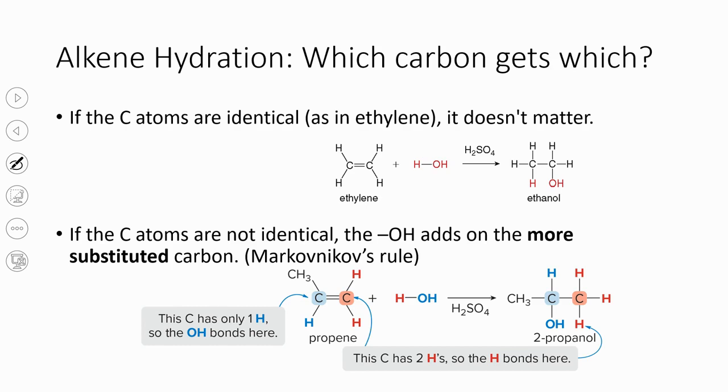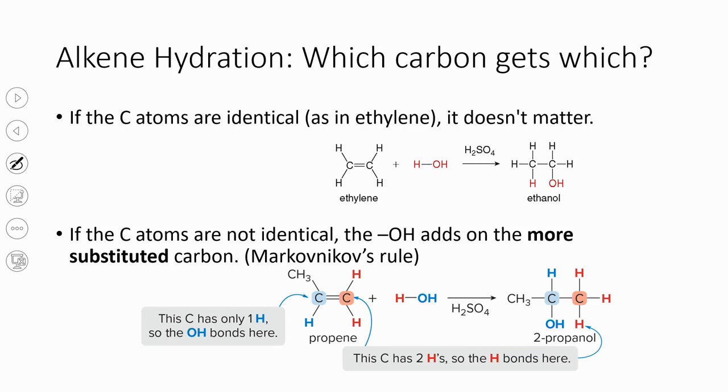But down here, we could either add the OH to this carbon, or we can add the OH to this carbon, and then the hydrogen would go on the other carbon. And so we are going to use this rule. If the carbon atoms are not identical, then the OH is going to add on the more substituted carbon. So it's going to crowd it. We want it to be crowded.